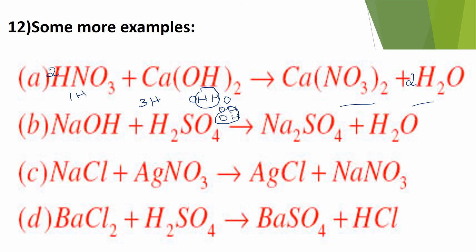Now you need to write the physical state symbols. Water is a liquid. This is an aqueous solution, and this is again an aqueous solution. HNO3 is an aqueous solution. So this is how you are going to balance.